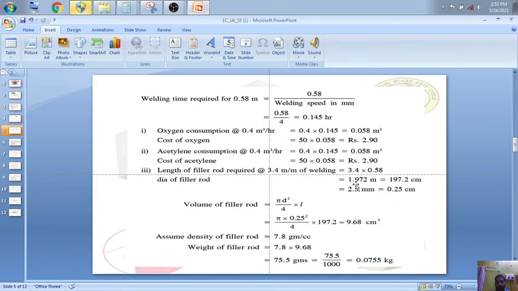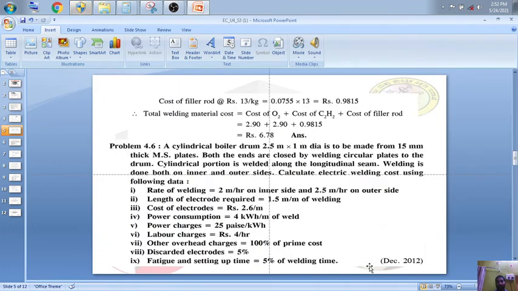So diameter of the filler rod is 2.5 millimeter. So pi d square by 4, pi into 2.5 square divided by 4, multiplied by length of the filler rod 197.2, that will give you the volume of the filler rod. Volume multiplied by the density, assuming the density as 7.8. 7.8 into 9.68. If the density is not given, we have to assume a suitable density. So 7.8 into 9.68 will give you 70.5 grams of filler rod required. In terms of kg, that is 0.0755 kg of filler rod required.